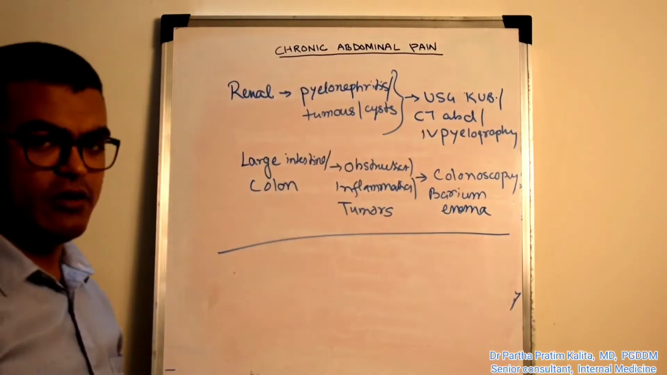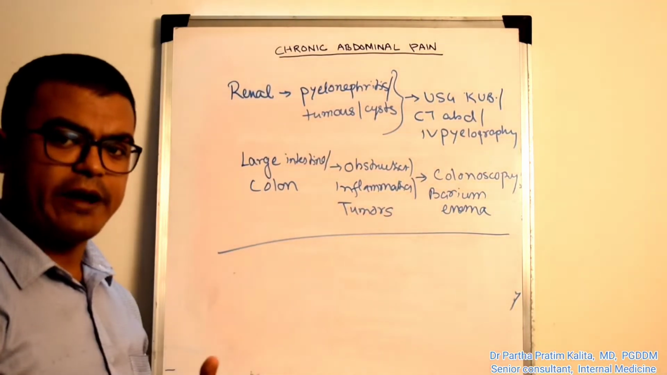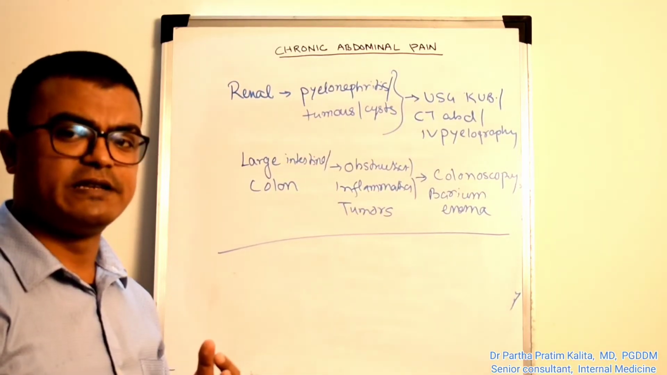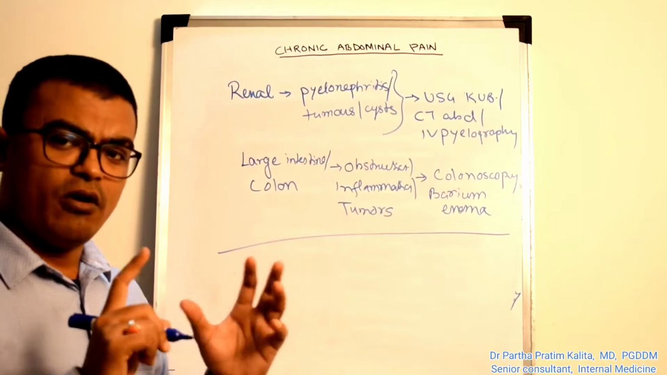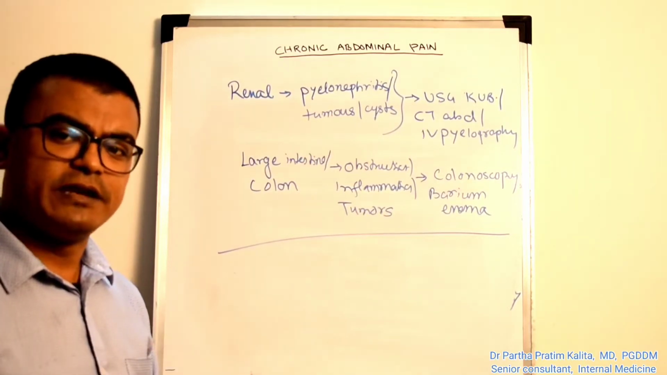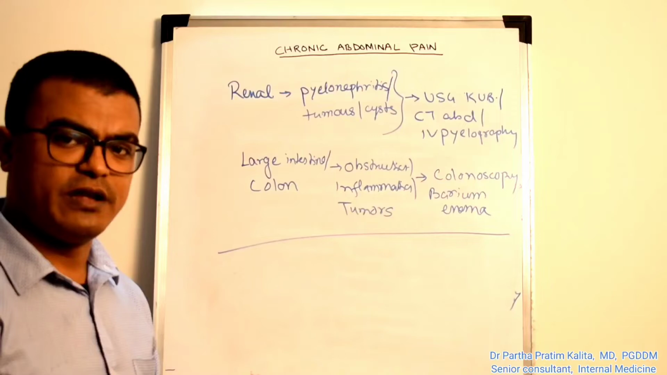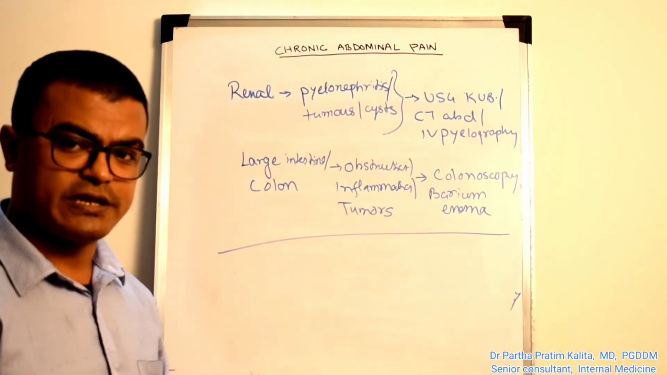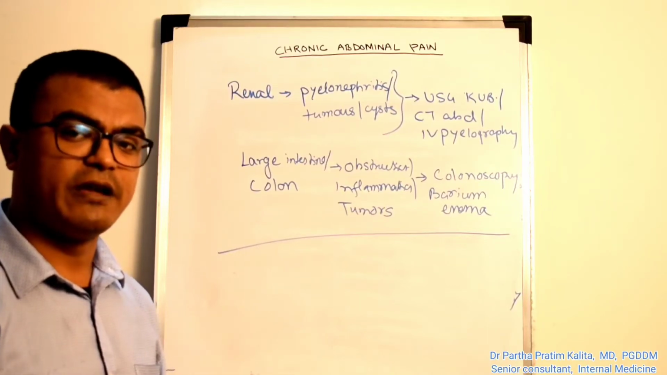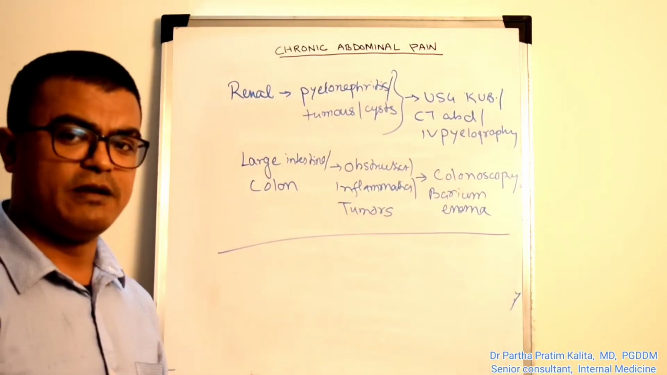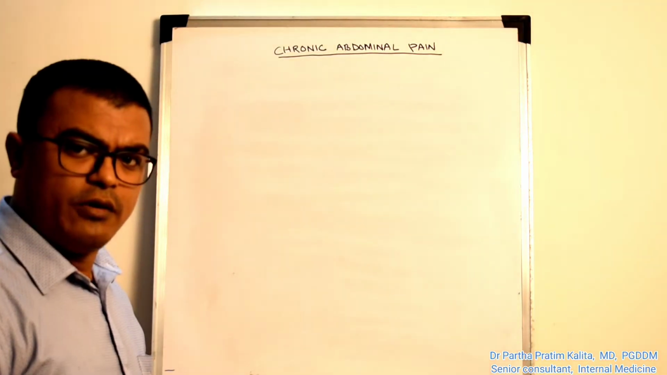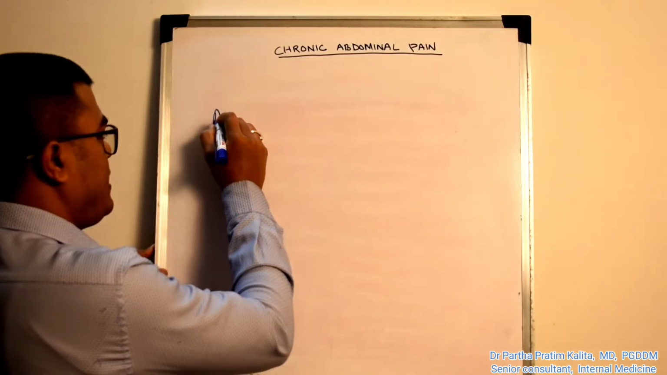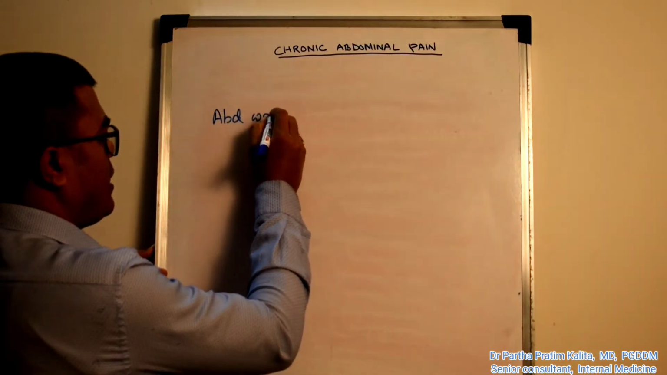So these are the various organs coming from the stomach, the small intestine, the pancreas, hepatobiliary system and the bowel, and any problem in these systems can cause chronic abdominal pain. And the various investigations that we have already discussed can lead to the definitive diagnosis of any problem in these systems. Now the next source of chronic abdominal pain may lie in the abdominal wall.